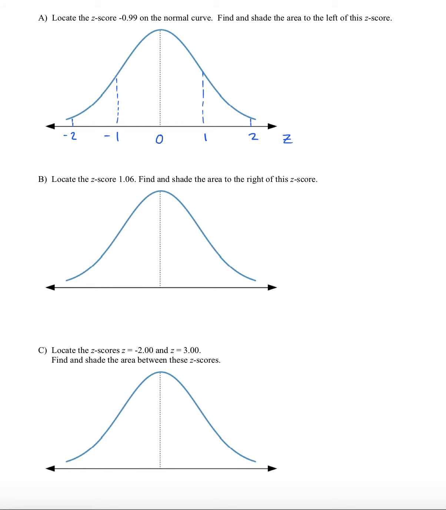Okay, now we want to find the boundary, the cutoff. That's the z of negative 0.99. Now negative 0.99 is awful close to negative 1. So that's where we want to make our boundary. Okay, now we want to shade all the area to the left of that cutoff. Okay, we can even mark that z.